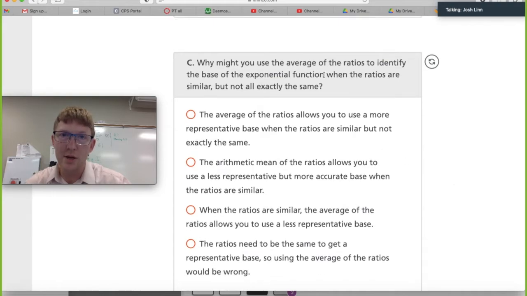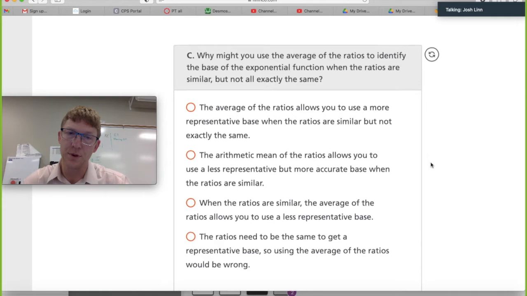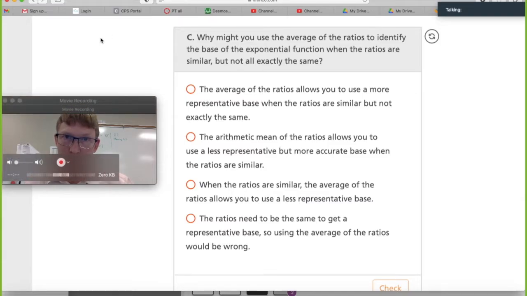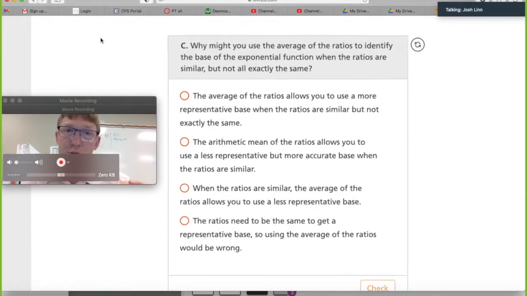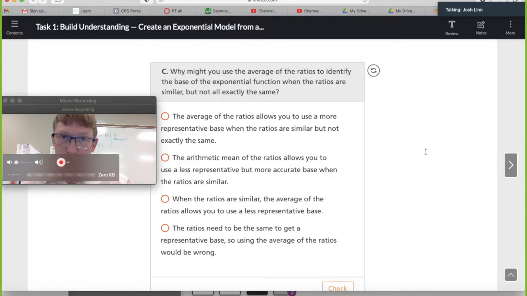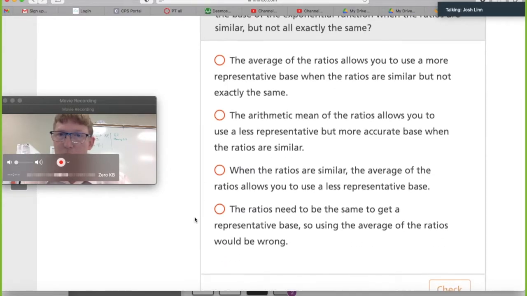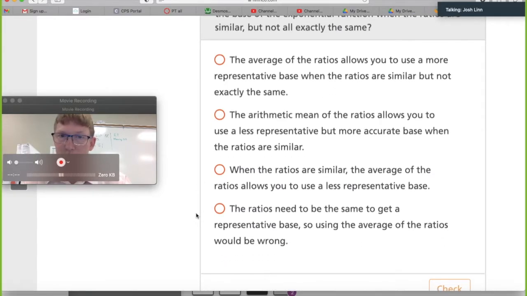So why might you use the average of the ratios to identify the base of the exponential function when the ratios are similar but not all exactly the same? So which answer is the best? I'll let you look over them. The average of the ratios allows you to use a more representative base when ratios are similar but not the same. The arithmetic mean of the ratios allows you to use a less representative base. Why would we want to do that?